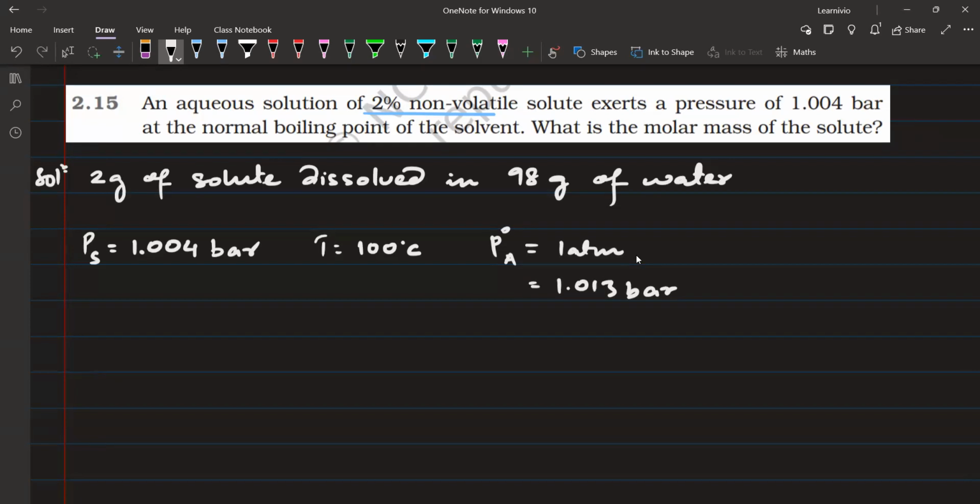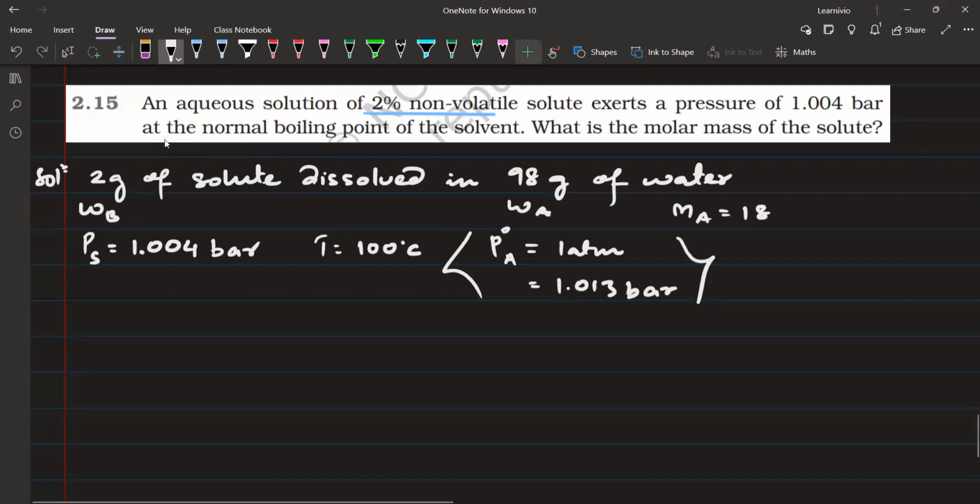So this is the P naught A. And then they have asked the molar mass of the solute. So when they have given water, this 2 grams is WB, and this is WA. Because it is water, we also have the molar mass of the solvent, that is equal to 18. So where was the tricky part? They have given no information about the P naught A, but they have just said at the normal boiling point. Normal boiling point suggests some temperature, and at that temperature the vapor pressure of the solvent will be equal to the normal pressure. Normal pressure is 1 atm, which can be converted to 1.013 bar.